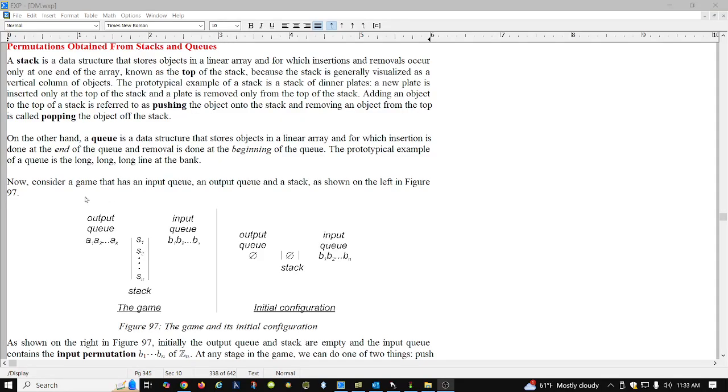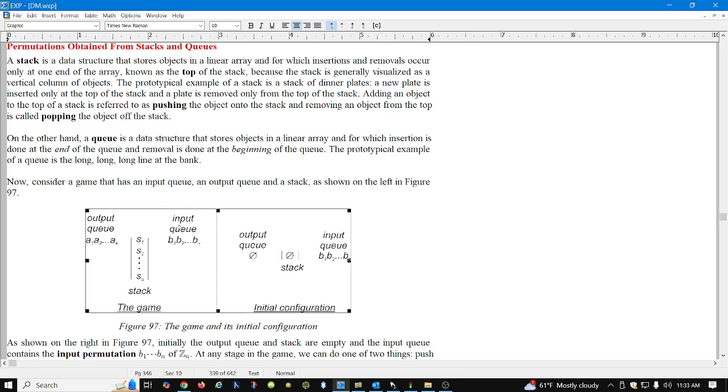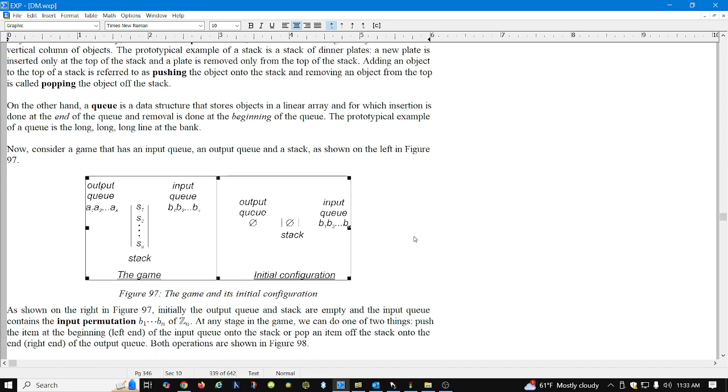Now let's consider a game that has an input queue, which is over here, and it has an output queue over here, and it has a stack in between. So we're looking at the left-hand portion of this image for now. The beginning of the queues are on the left here, A1 and B1. The end of the queues are on the right. Okay.